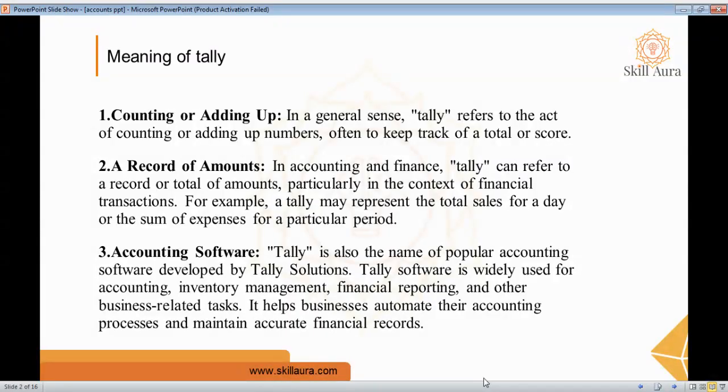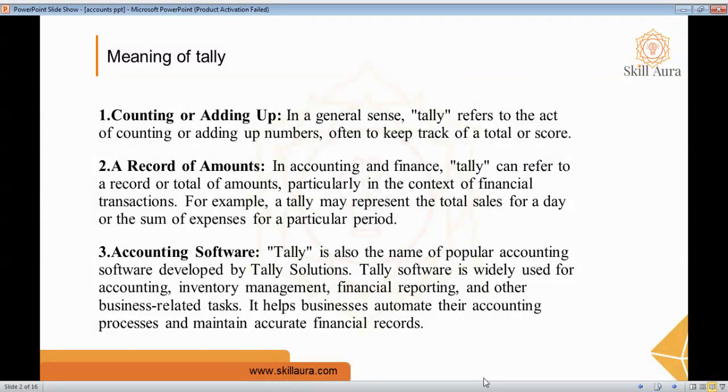Then the third transaction is paid rent 20,000 per month. So here the cash will be credited 20,000 and rent account will be debited 20,000. And the next transaction receives advance payment of 30,000 from the customer. Here you have to debit the cash account and credit the advance from the customer account.